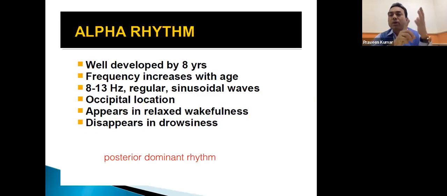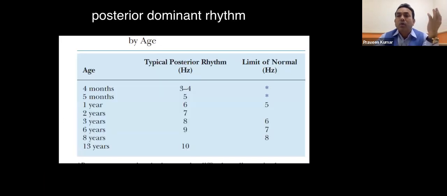Alpha rhythm is well developed by 8 years of age. Frequency increases with age. It is 8 to 13 hertz, in the occipital location, as we just saw on the previous EEG. It appears in relaxed wakefulness and disappears when you open the eyes. So when the eyes are closed and you are awake, you see the alpha rhythm. If the eyes are open and you are awake, the alpha rhythm goes off.